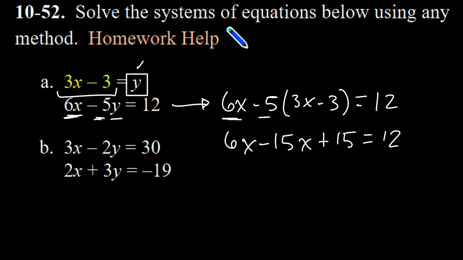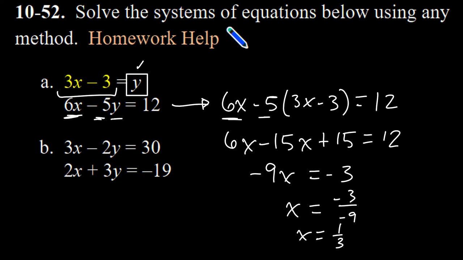6 times x minus 15x, that looks like about negative 9x, and then plus 15, I'll take away 15 from both sides. That's going to give me negative 3. 12 minus 15 is negative 3. So x is negative 3 over negative 9. X is 1/3. And if x is 1/3, let's figure out y by plugging that 1/3 into this original equation.